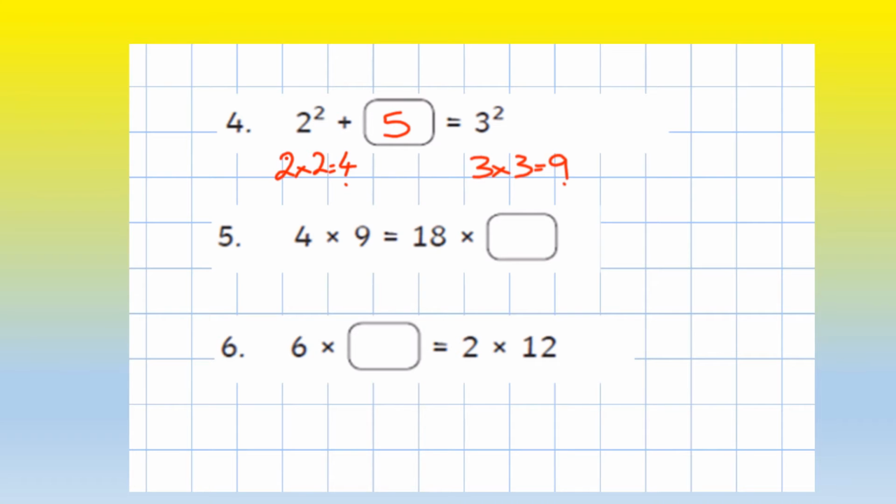Next one, we've got 4 times 9, which is 36. And what is the same as 36? Well, if we double 18, we times it by 2, we get 36. So 6 times what is the same as 2 12s? So 2 12s are 24. So how many 6s in 24? Well, 4 6s make 24.